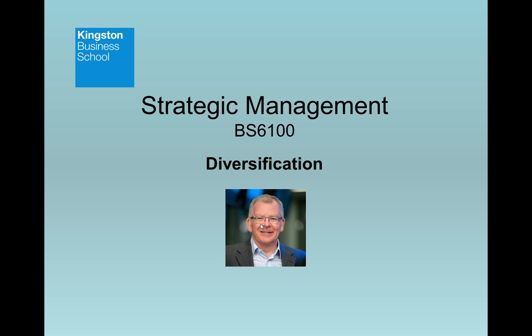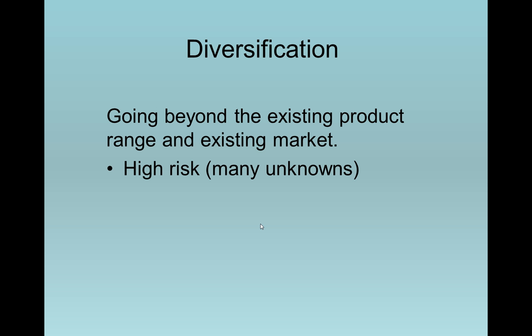Welcome to Strategic Management, and in this presentation I'm going to be talking about diversification, which is an extension of the topic where we looked at Ansoff's strategic directions or product market matrix. So diversification, to remind you, is a strategic direction in which a firm decides to go beyond its existing product range and existing market. And this leads to a very risky strategy because there are so many unknowns. There's no experience or reputation in the products or markets. So risk can be very high.